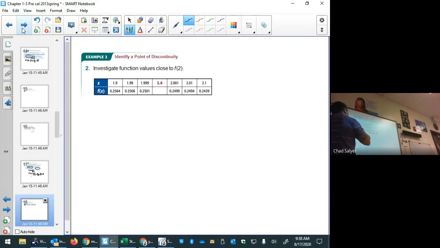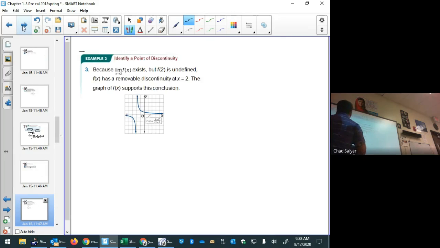So if we plug in values, we see that it approaches 0.25 as it gets closer to 2, but it is undefined at 2. So this is a case where the limit exists, but the function's value does not exist at that point.